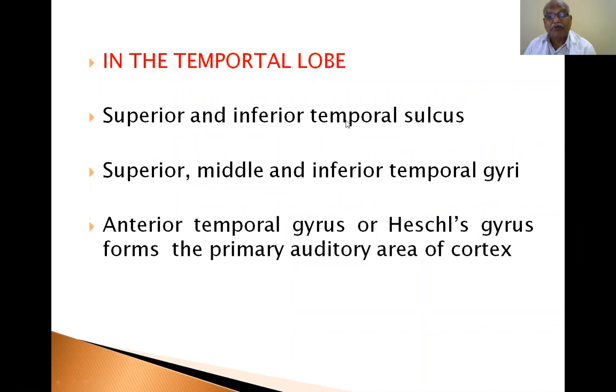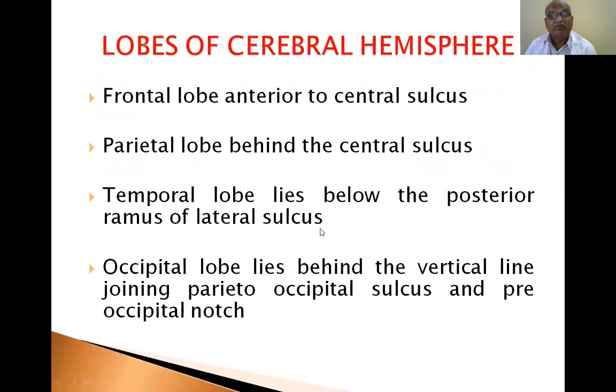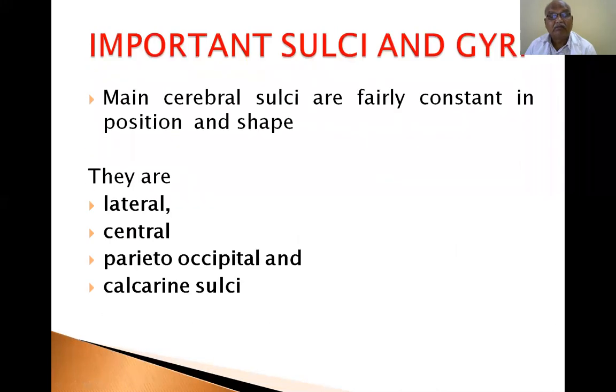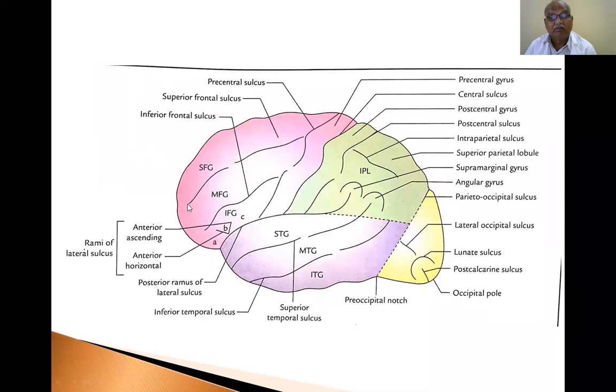Already I told you about the superior and inferior temporal sulcus, and the superior, middle and inferior temporal gyrus. The anterior temporal gyrus, or Heschl's gyrus, is the primary auditory area of the cortex. This forms the auditory area. Here the auditory area is there. This is the frontal eye field. I will explain each and everything.